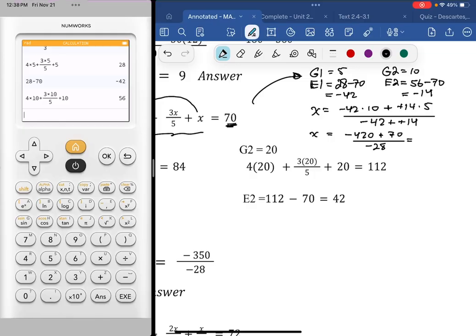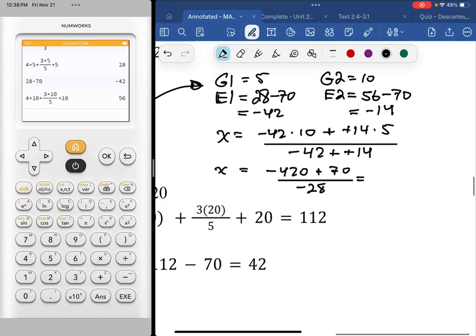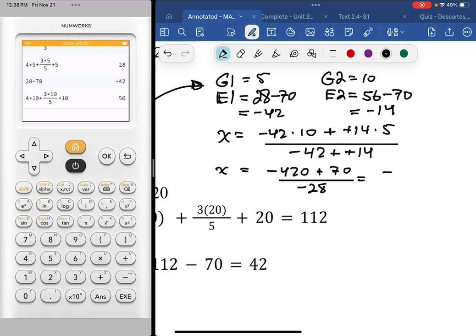I'm going to have to go to a calculator at some point anyway, so I'll double check all this. So we're looking at negative 350 divided by negative 28. Both are divisible top and bottom, right? So I can divide top and bottom by negative 7. So that gives me 50 over 4, all right, which is 25 over 2, which is 12.5.